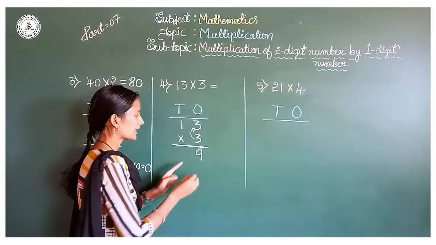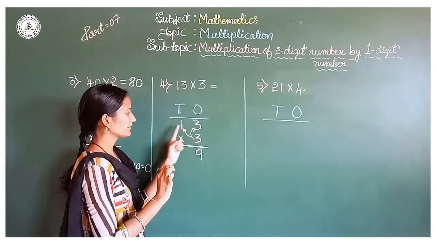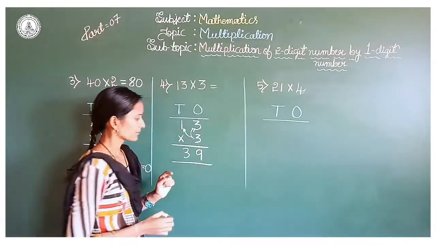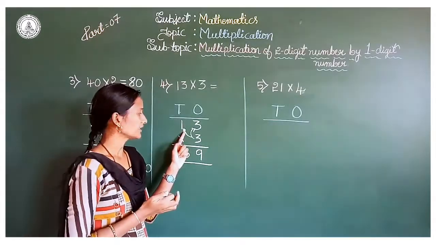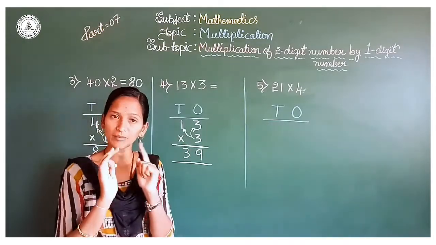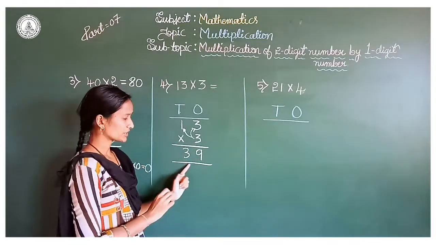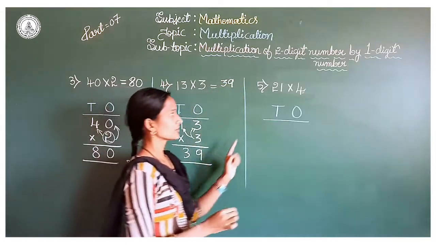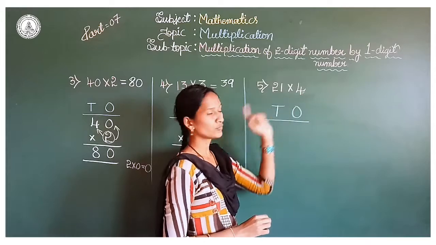Next, multiply the tens with the multiplier again. So 3 1s are 3. Right? If you multiply any number with 1, the product is the same number itself. So 3 into 1 is 3. So which is our product? 39 is our product. Now comes the last problem, that is 21 into 4.